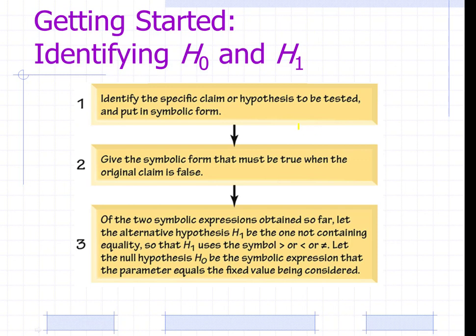So again, we're going to identify our claim. We're going to put it into symbolic form, and our null hypothesis is always equal to some value, and our alternative hypothesis says that it's not that value. It's either greater than, less than, or not equal to.